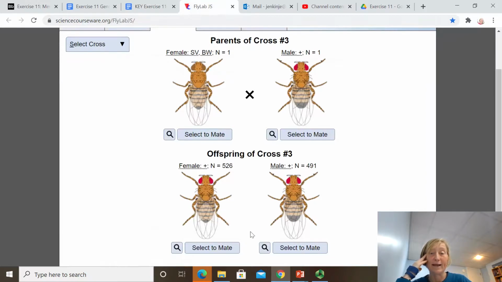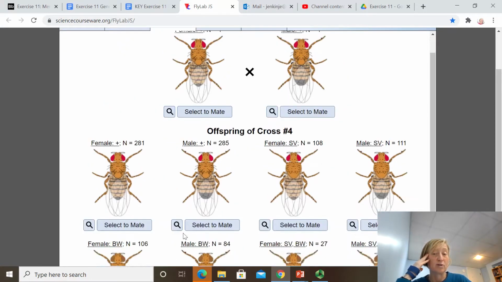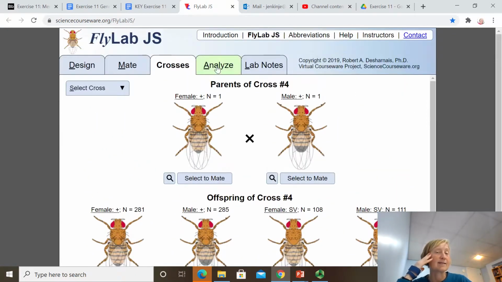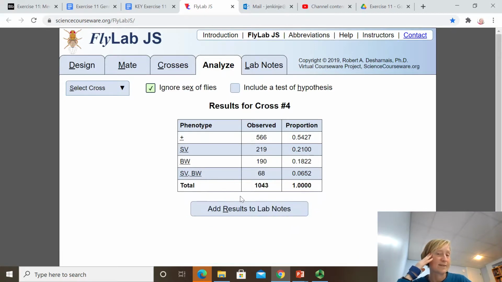You're going to have to go back and mate your offspring. And it's super easy to do, right? You simply mate those two and you get a bunch of offspring. Oh, look at all the offspring. We can go to the Analyze tab and ignore the sex of the flies to compare our offspring there, okay? That's going to be how you do the last component of this exercise.